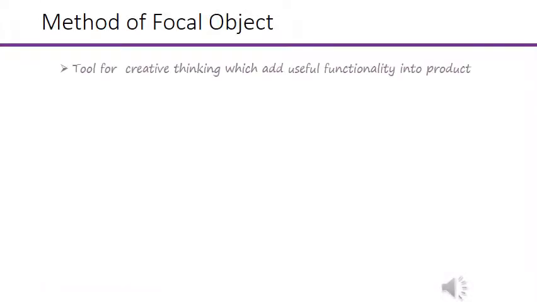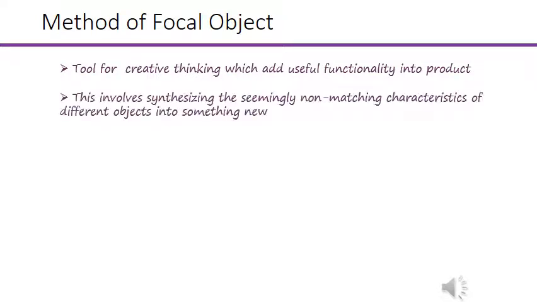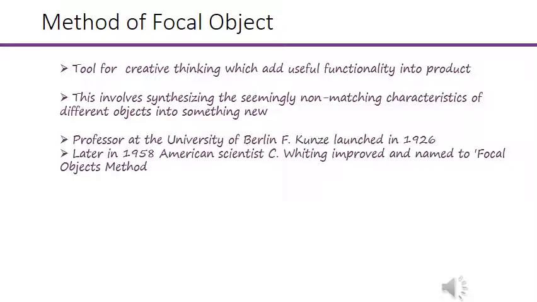Method of focal objects. The method of focal objects is a technique for problem-solving or creative thinking which involves synthesizing the non-matching characteristics of different objects into something new. In 1926, Professor F. Kunz from the University of Berlin launched this method as a method of catalog. The essence of this method is to put the object of interest into focus.